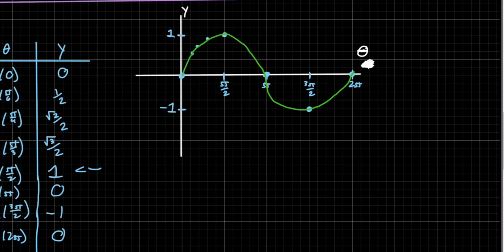Now, Ben, could I just keep going around the circle over and over again? Could I keep going to like 3 pi and 4 pi? Yeah, you can go into infinity, because you're going in a circle. So I could keep going with my graph. So it could also look like this.